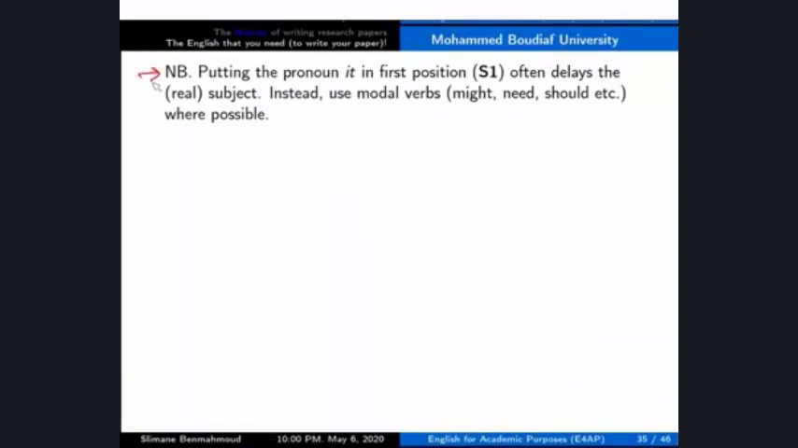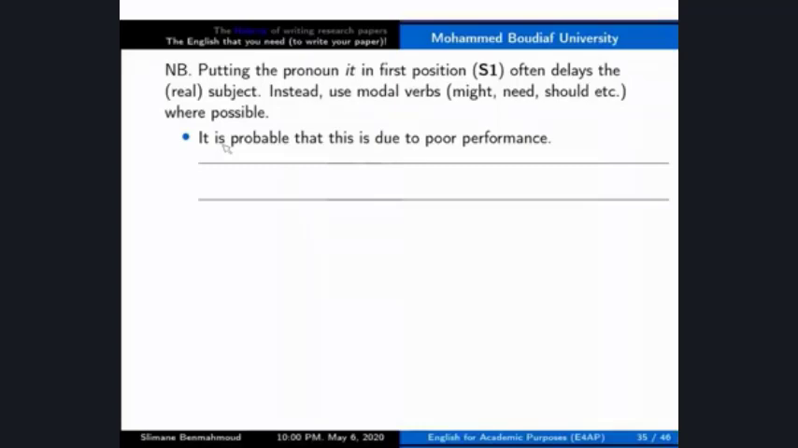Another remark: putting the noun or the pronoun it in the first position, like it in the case of sentence number 1, often delays the real subject. We're saying the real subject because when we put it at the beginning, it will appear like it is a subject, but really it is not. Instead, use modal verbs like might, need, should, etc. where it is possible. Let's give some examples.